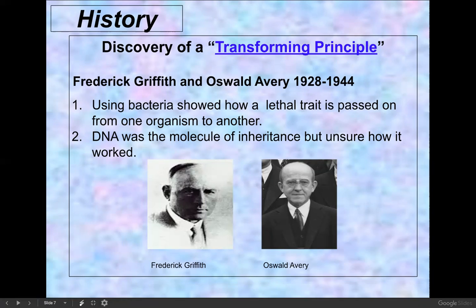Known as the transforming principle, Frederick Griffith and Oswald Avery, using bacteria, showed a lethal trait is passed on from one organism to another. DNA was the molecule of inheritance, but they were unsure how it worked. There was always a question about whether it was a protein inside the cell or the nucleic acid DNA that was the inheriting factor.